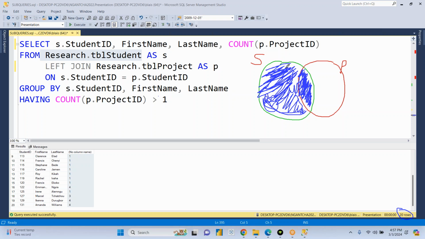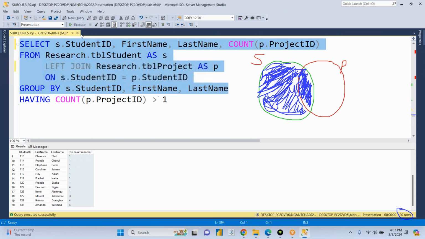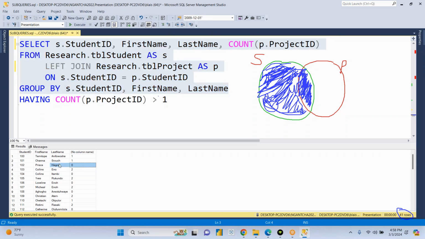So you see that this will increase. I'm now looking at two regions: the intersection plus all the students that have no project outside the intersection. If I run this with a left join and execute, the number grows up to 41. And I start seeing 0 projects. These are things you will never see in the intersection, the inner join.